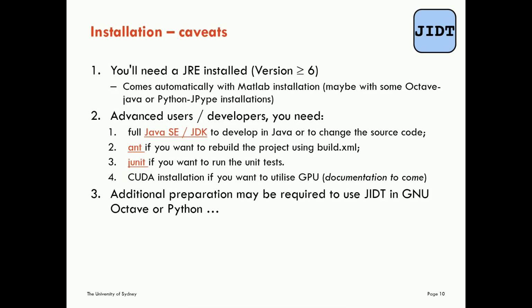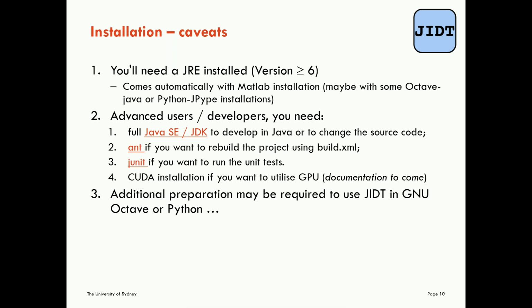There are a couple of caveats to that, of course, and let me talk you through those now. Of course, you will need a Java runtime environment installed, and you need that to be version greater than or equal to 6, and most people will have that. Almost everyone should have that version requirement satisfied by now. That will come automatically with a Matlab installation. It might come with Octave Java or Python JPype installations if you're going to use JIDT via Octave or Python.